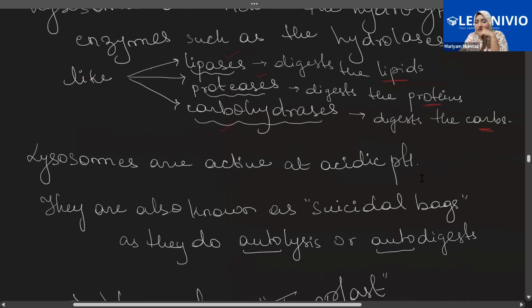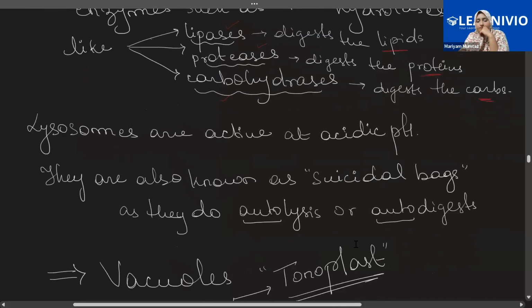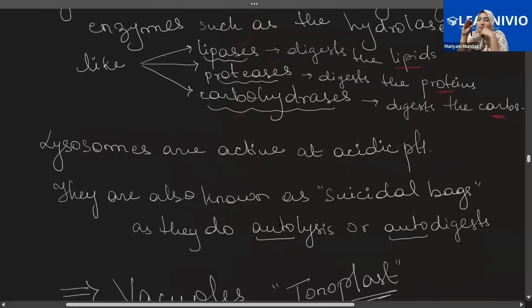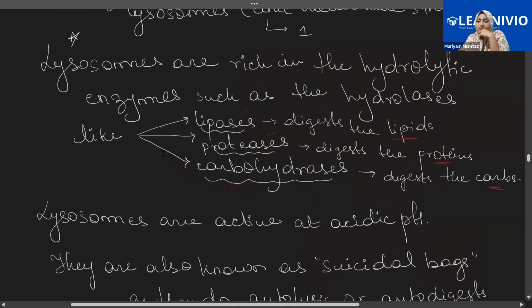Now the lysosomes are active at acidic pH, so their optimum pH is acidic, and they are also known as suicidal bags, as they do autolysis or auto digest. Whenever there is any imbalance in the cell, or there is a foreign particle, these lysosomes engulf that foreign particle and they burst. That is why they are known as the suicidal bags, because they do autolysis, like they do self breakdown or self digestion. Clear? Lysosomes are clear.